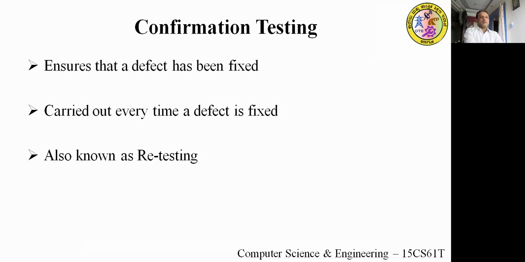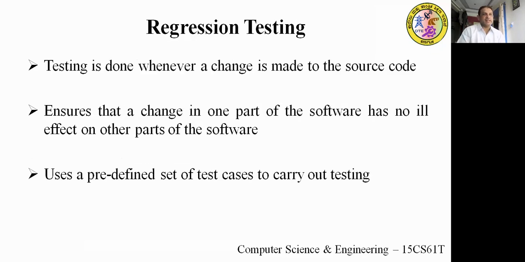Confirmation testing ensures that a defect has been fixed. It is carried out every time a defect is fixed, and is also known as retesting. So that is about confirmation testing.